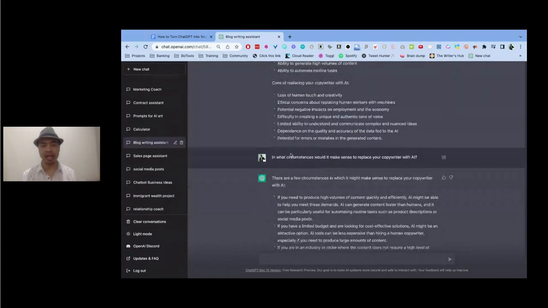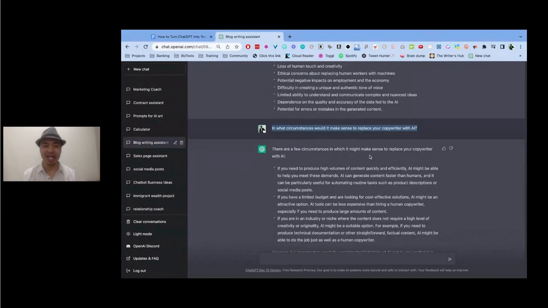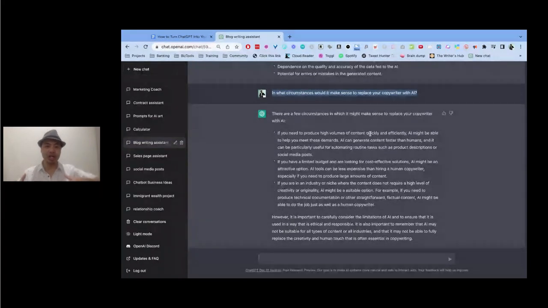And then I asked it, in what circumstances would it make sense to replace your copywriter with AI? And so my intent here is to really guide the reader, the business owner, on deciding whether or not they're going to go all in on AI and replace the copywriter with the tool, right? And so I want it to also be in the piece.